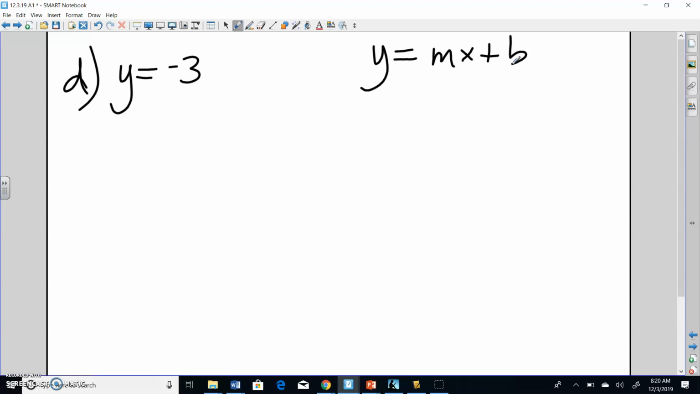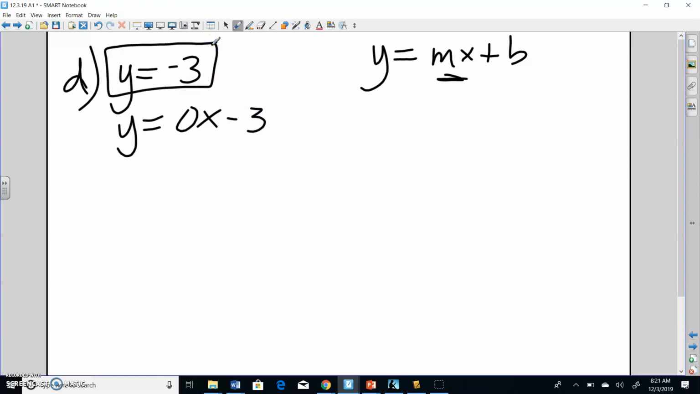Yeah, so guess what? We don't have to do any work. It's already in slope-intercept form. We don't have an x, but that's okay. So this actually could be rewritten as y equals 0x minus 3. But certainly it is acceptable to leave it as it is because it's in slope-intercept form. You may want to rewrite it this way so you can identify the slope easier if you have difficulties with that. Okay, let's do another one.